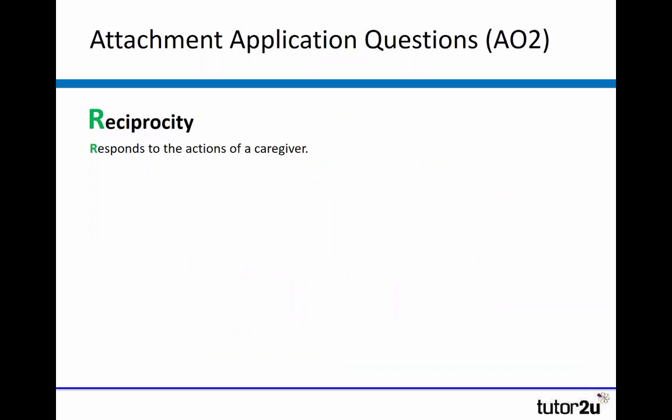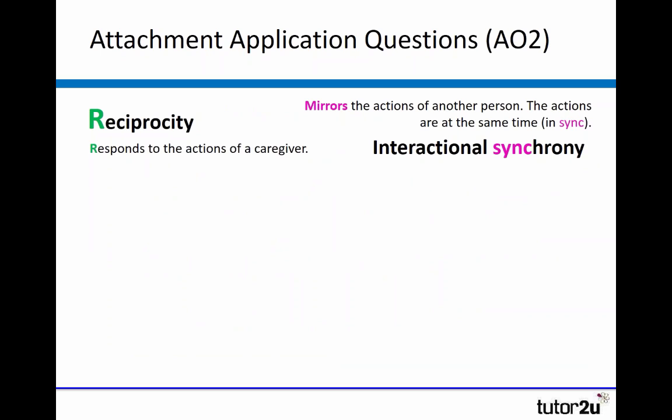Just to recap those 2 things, so reciprocity is where a child responds to the actions of a caregiver. It's like they're having a conversation. The interactional synchrony is where they mirror one another, and the actions occur as if they're at the same time, as if they're watching each other in a mirror. So they're in sync is the key there.